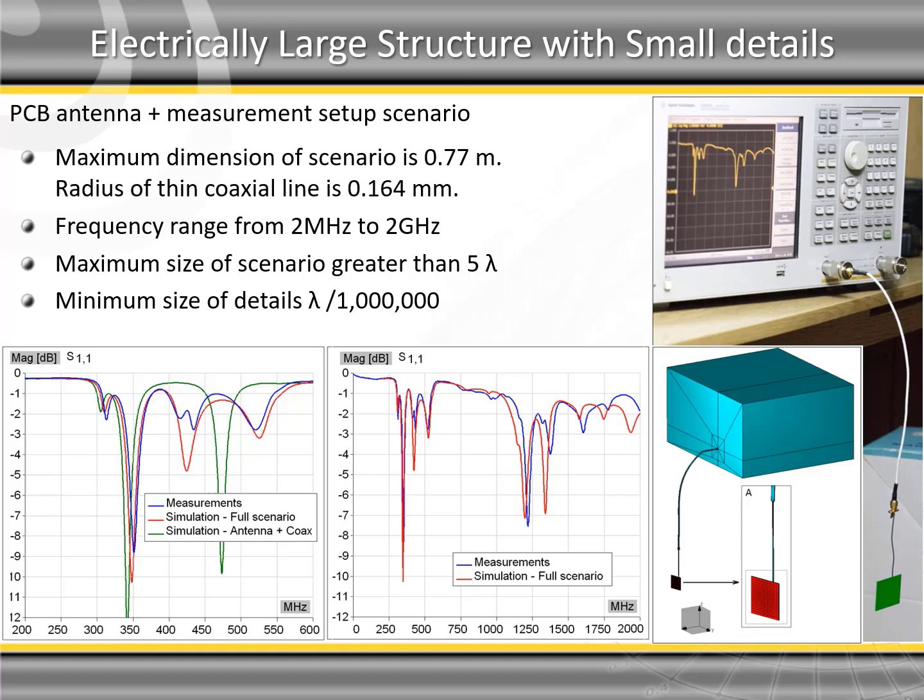Simulation and measurements are in good agreement. Maximum dimension of setup is 0.77 meters. Radius of thin coaxial line is 0.164 millimeters. Maximum size of scenario is greater than 5 lambda. Minimum size of details is smaller than 1/1,000,000th part of the wavelength.